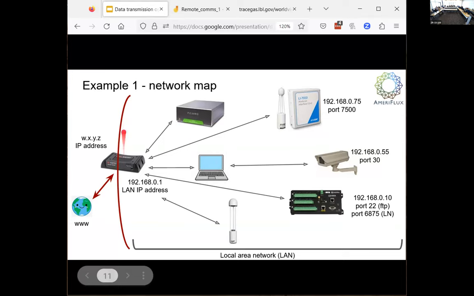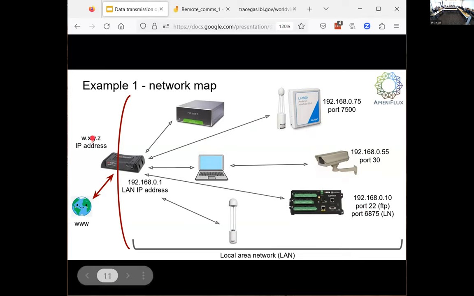Your cell modem here in the middle is kind of your gateway between the outside world and your local network. So everything over here is your local network, your LAN, and everything inside your local network is going to have a local IP address. I'm a big proponent that you, the network designer, should assign those IP addresses to each of your components, whether it's a Picarro, a gas analyzer, your camera, your data logger. That way you have control over the network and avoid conflicts.